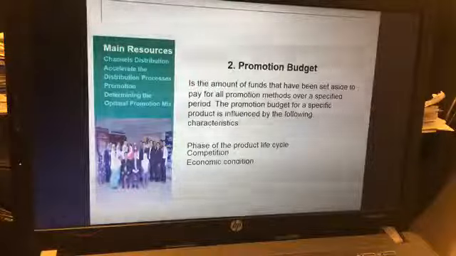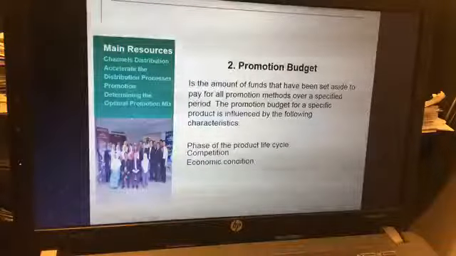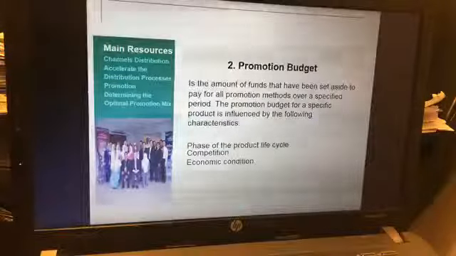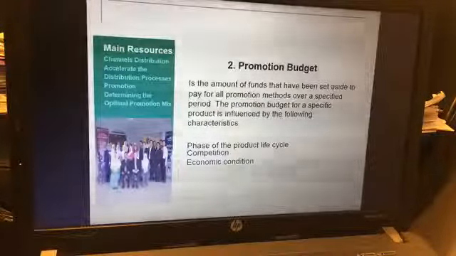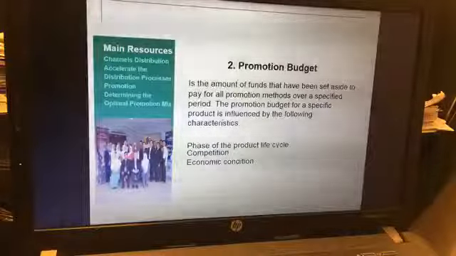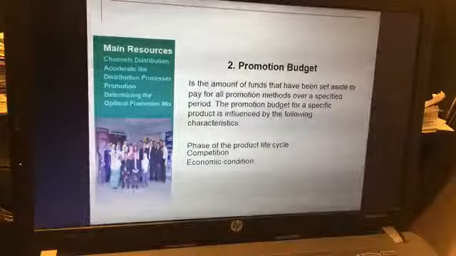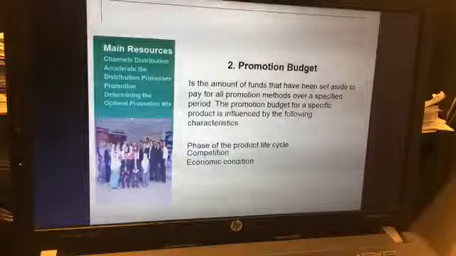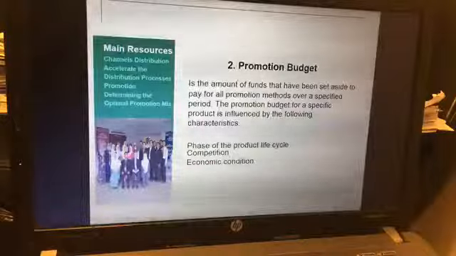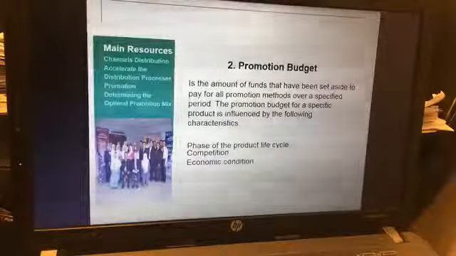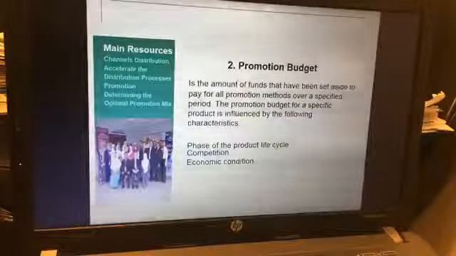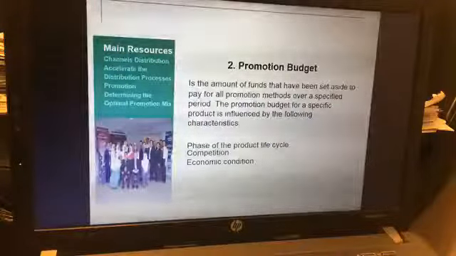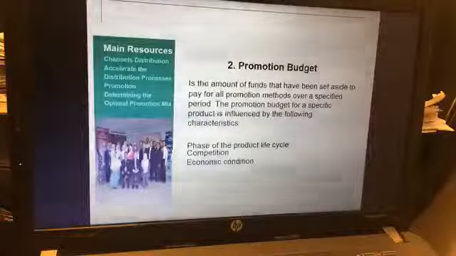And number 2, which is very important, is the promotion budget, which is the amount of funds that have been set aside to pay for all the promotion methods over a specified period. The promotion budget for a specified period is influenced by the following characteristics. Firstly, the phase of the product life cycle, the PLC: introduction, growth, and then maturity and decline stages of the PLC. So different strategies should be used in different stages.